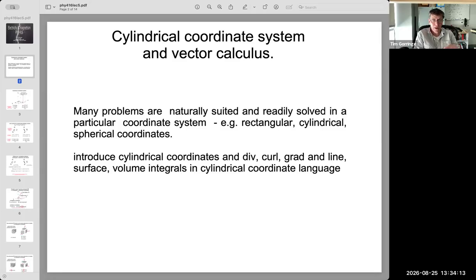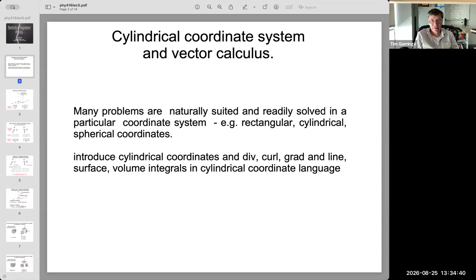If I have a rectangular array of charges, perhaps in a crystal, rectangular coordinates are great. It's not so great for other problems. Supposing you have a problem where you've got a spherical distribution of charge, you don't want to be using rectangular coordinates. If you've got a cylindrical distribution of charge, you don't want to be using rectangular coordinates to solve that.